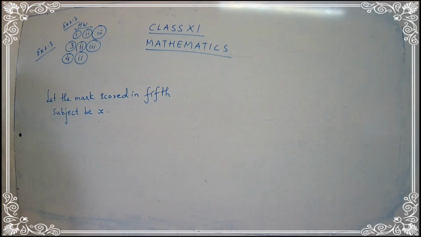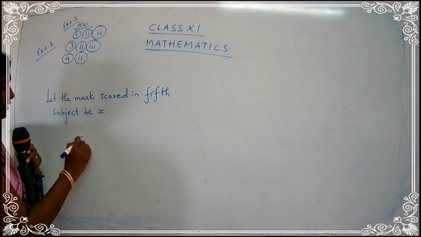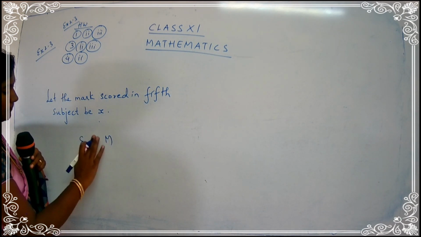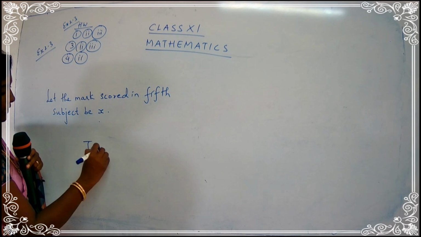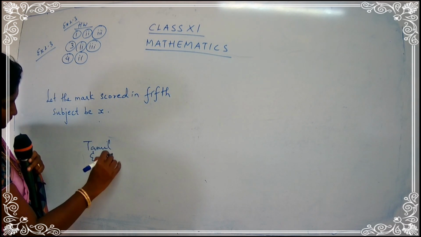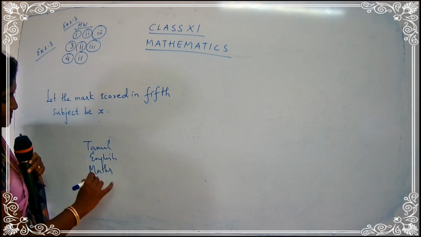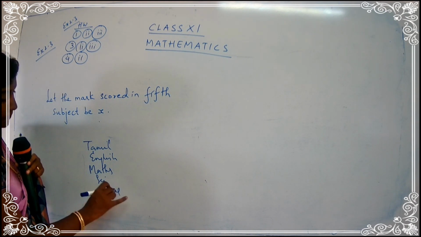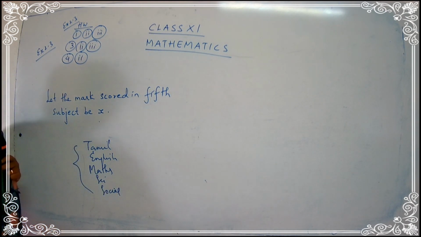Now, what is the condition given? He should obtain an average of 90. What do you mean by average, children? How do you find the average? If you have 5 subjects, suppose you are having Tamil, English, Maths, Science, Social. I'm talking about your 10th, 11th, where your subjects change and you go through many detailed studies. So how do you take the average of your marks?